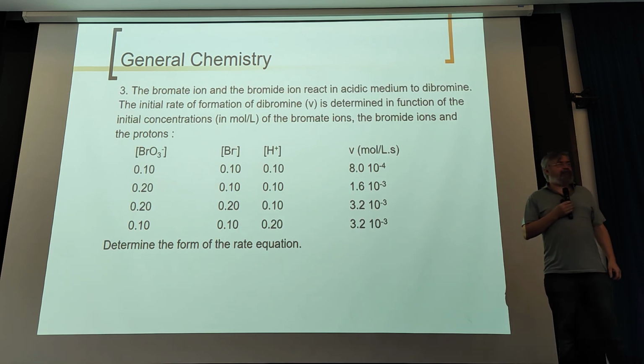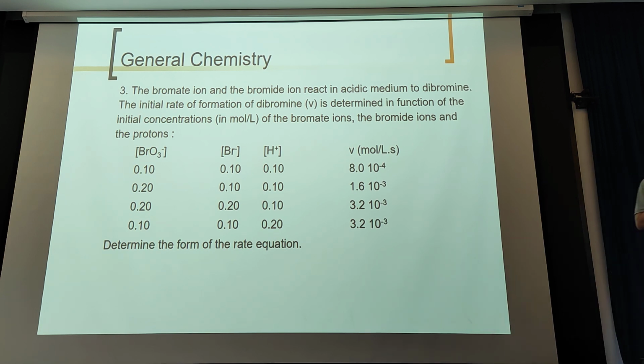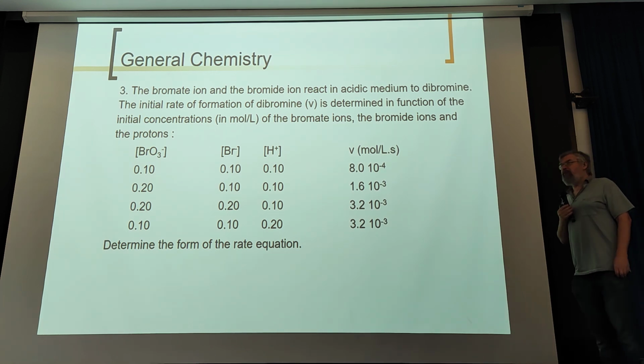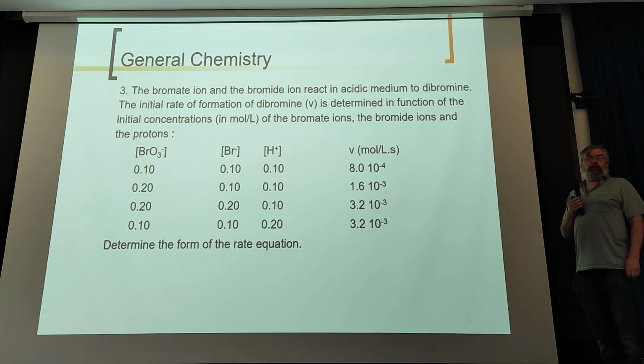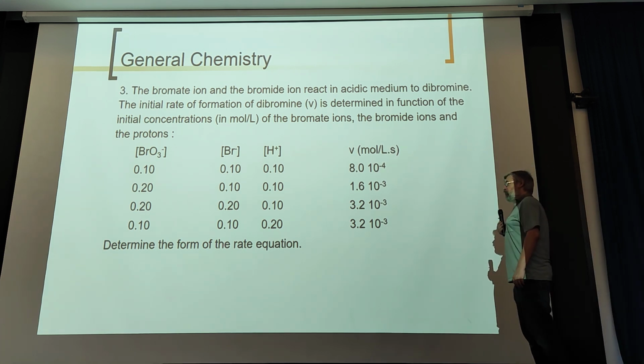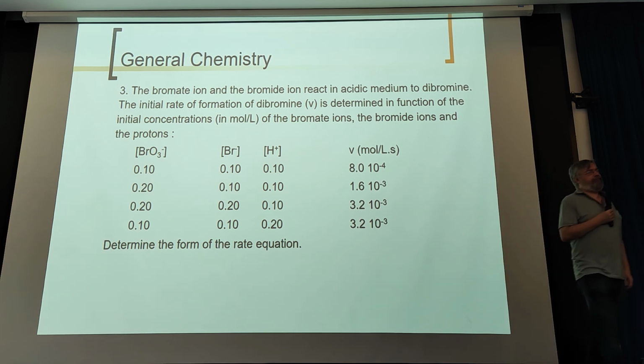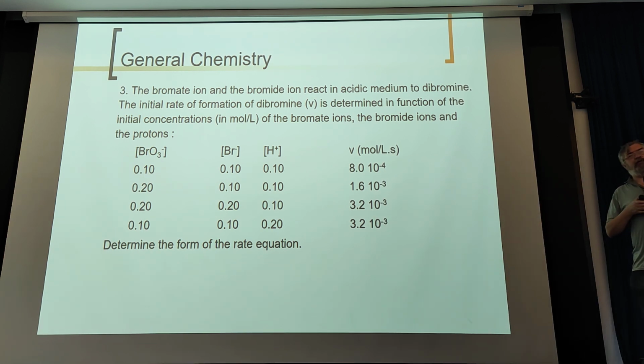Here we have a couple of values for the measured initial rates of reaction between bromides in acidic medium, and we have the initial rate every time. In the table are 4 lines with 4 different concentrations, and you should see the effects, and from that determine the form of the rate equation. And maybe from that you get some information on the reaction mechanism.